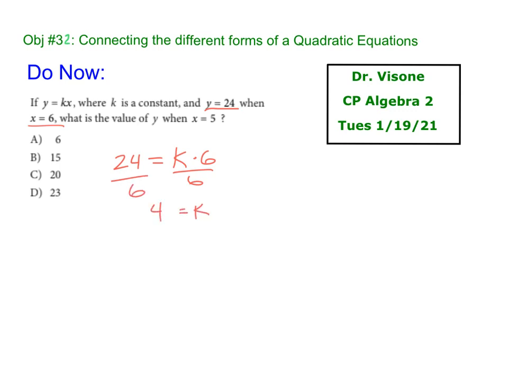What is the value of y when x is 5? So y equals, well, we just figured out k is a constant, right? So k is 4, and x is 5, so 20. That's it. Very straightforward. Just try stuff, right? Don't just give up and say, oh, this looks confusing. Try something.